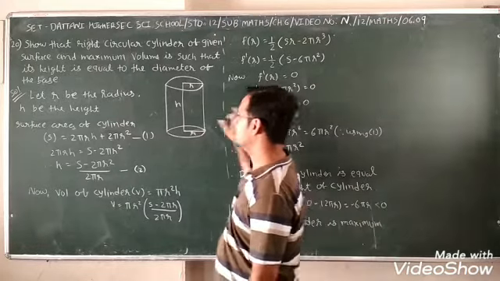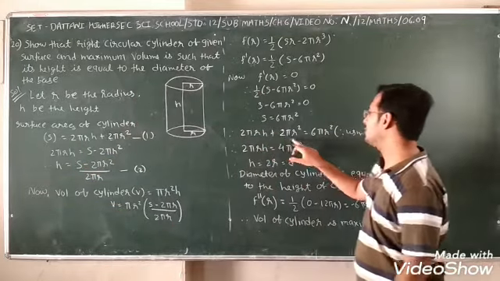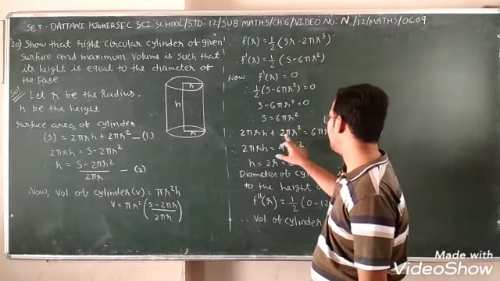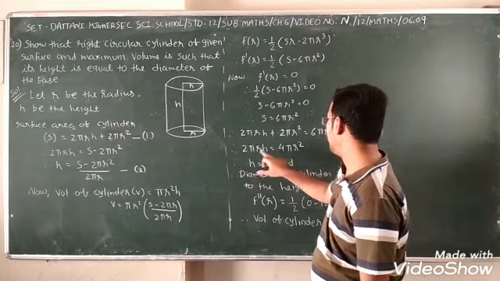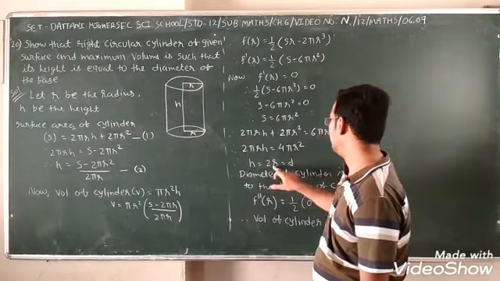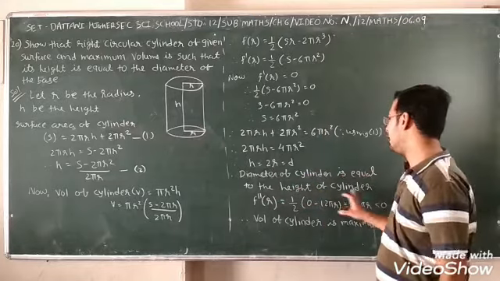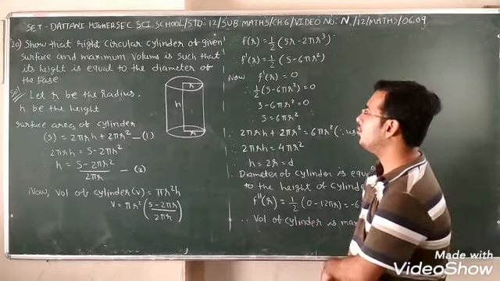Now this value is put here. So 2 pi rh plus 2 pi r square is equal to 6 pi r square. Changing side, 6 minus 2, 4 pi r square. 2 cancels with 2 in 4, pi cancels with pi, r cancels with r. So h is equal to 2r. 2r means d. That is, the diameter of the cylinder is equal to the height of the cylinder. Now that's complete. Now we have to show maximum volume.